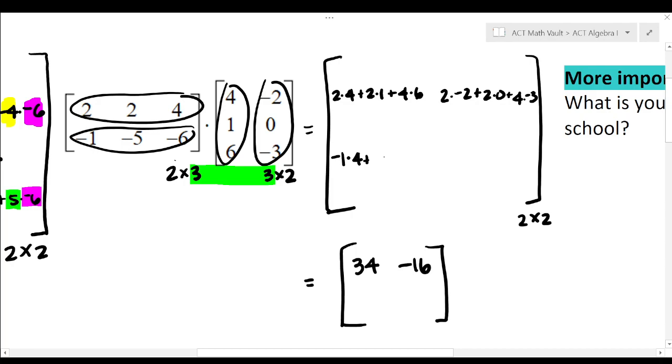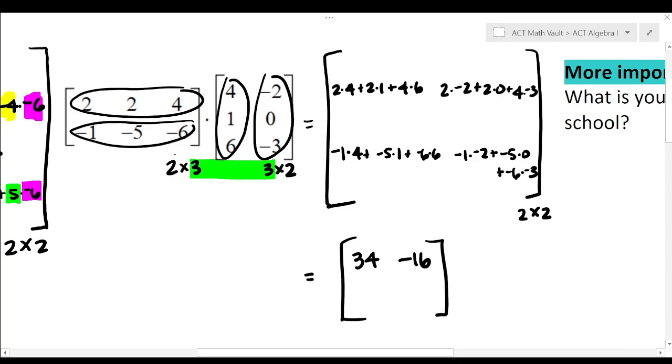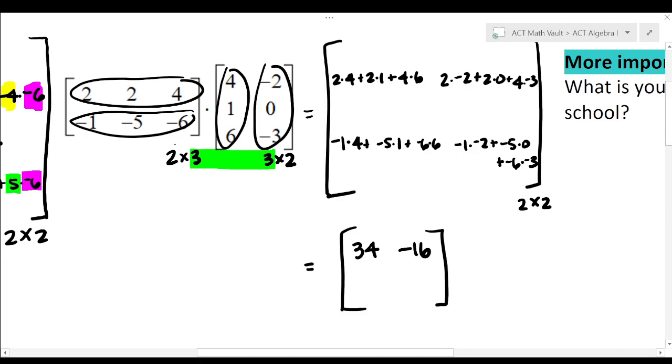Next up, -1 times 4 plus negative 5 times 1 plus negative 6 times 6, and then negative 1 times negative 2 plus negative 5 times 0 plus negative 6 times negative 3. So here I have negative 4, that's negative 9. Negative 9 plus negative 36 is negative 45. I have to be careful with all my negatives. When in doubt, write it out or use your calculator here. This next bit would be 2 plus 0 and then plus 18. So that's going to be a positive 20.